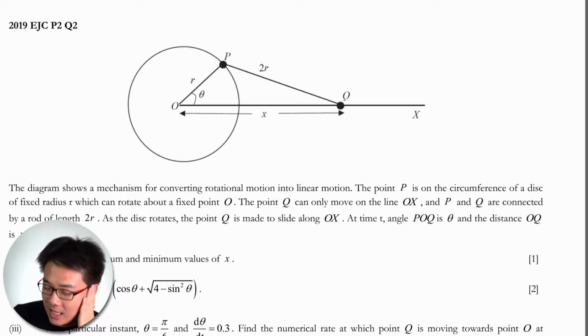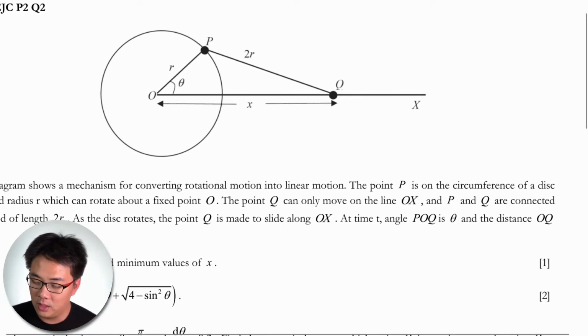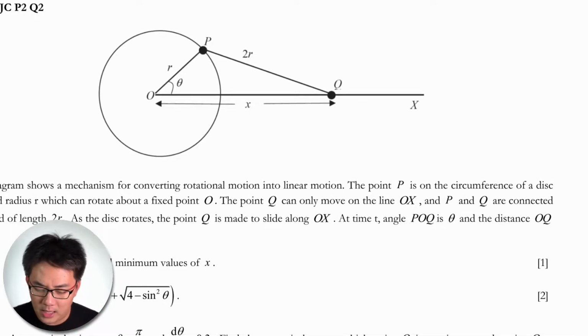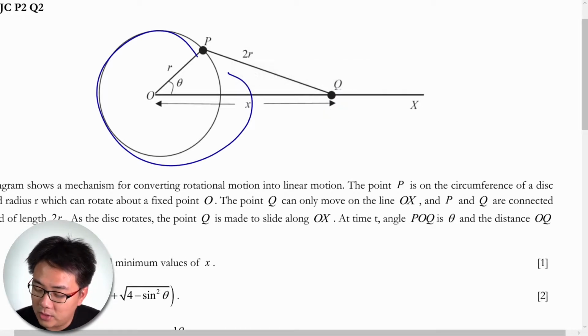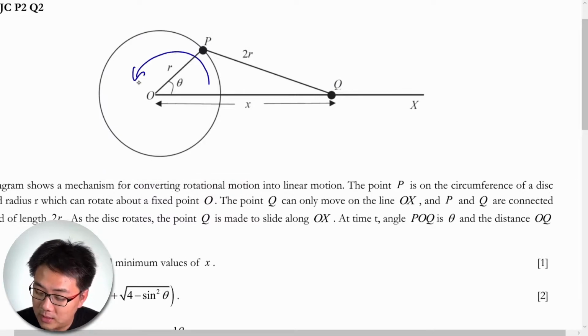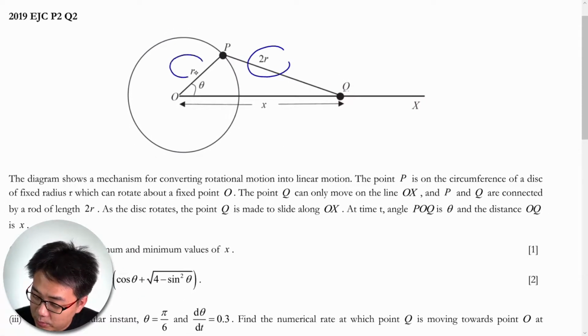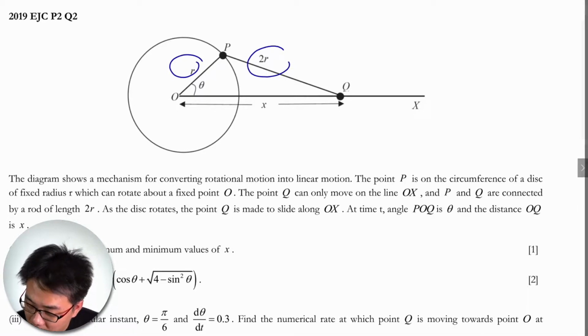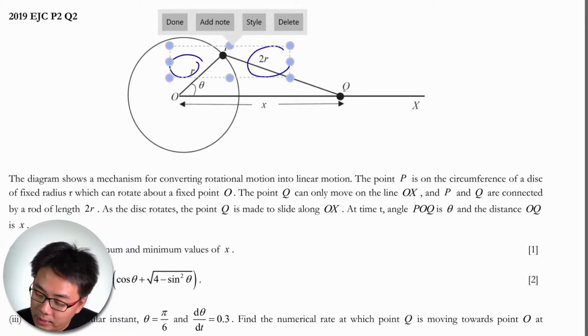So you're told that in this diagram it shows a mechanism for converting rotational motion into linear motion. This is a linear motion here, and this is a rotational motion. Imagine you have a disc here, which is moving this part, and this will just go in and out. I'm not sure whether this is likely to be extendable. So fixed radius r, is that fixed? 2r, is it fixed? Oh, so r and 2r, they are fixed.